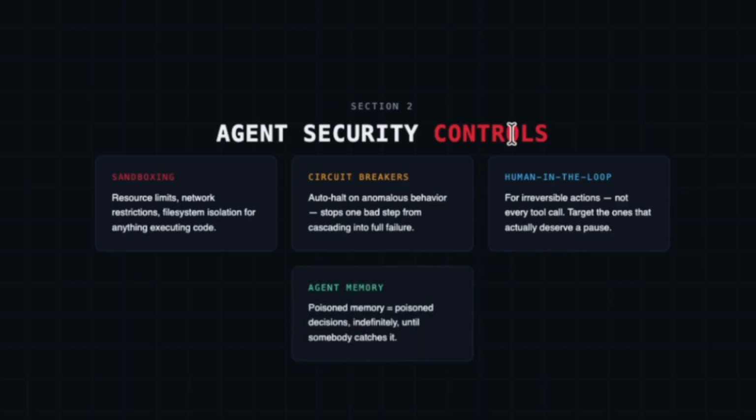And agent memory. If an agent remembers things across sessions, that memory can be poisoned. Once it's poisoned, it keeps influencing decisions indefinitely until somebody catches it.